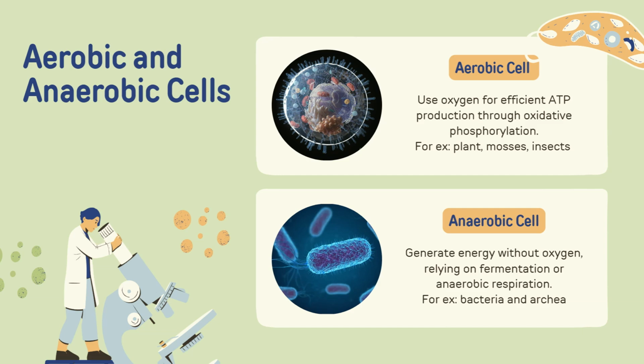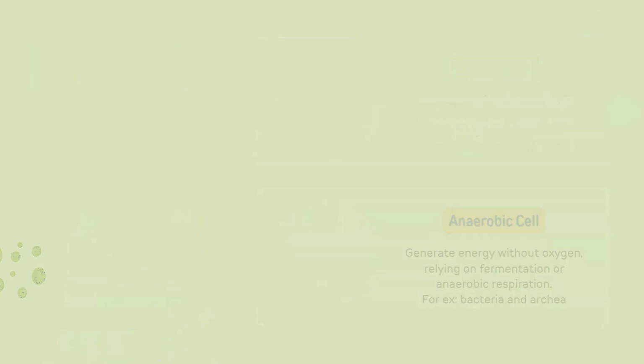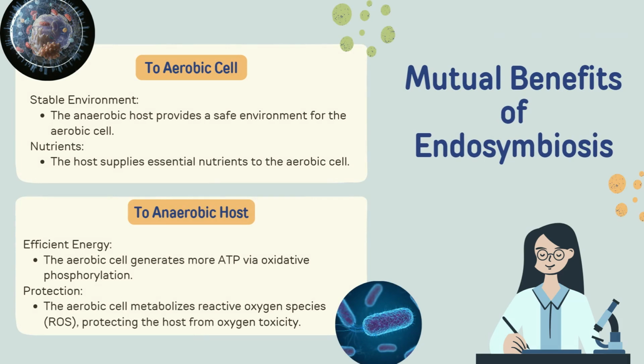aerobic cells can use oxygen for energy production through a process called oxidative phosphorylation, which generates significantly more ATP than fermentation. Imagine an ancient aerobic cell living in a world where oxygen levels were rising. For anaerobic organisms, oxygen was toxic because it led to the formation of harmful reactive oxygen species. However, aerobic bacteria had evolved mechanisms to metabolize oxygen safely and efficiently, giving them a survival advantage. When the anaerobic cell engulfed one of these aerobic bacteria, something remarkable happened.